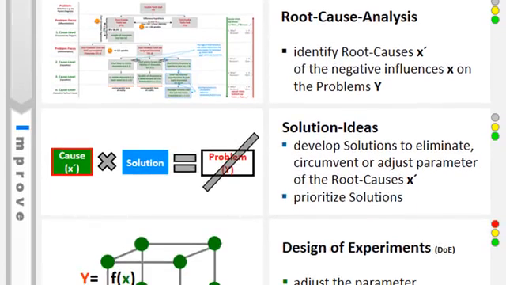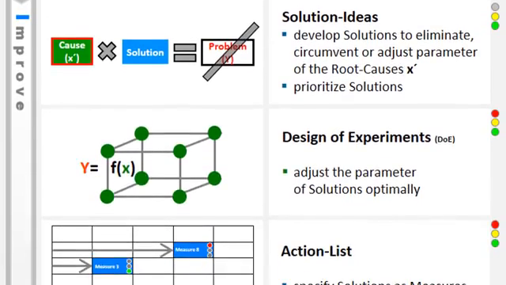The root causes are the anchor point for solutions in the beginning of the improve phase. A workshop with the experts might be sufficient to develop solution ideas to eliminate or circumvent the root causes and thus to solve the problems. In those areas where technical parameters need to be adjusted, a design of experiments might be helpful to systematically identify the best adjustments of a bundle of root causes to optimize one or more parameters of the output.